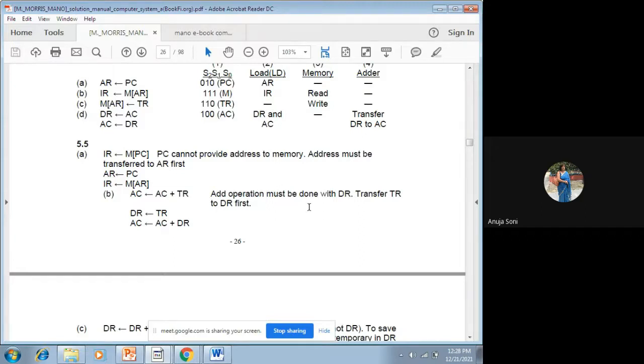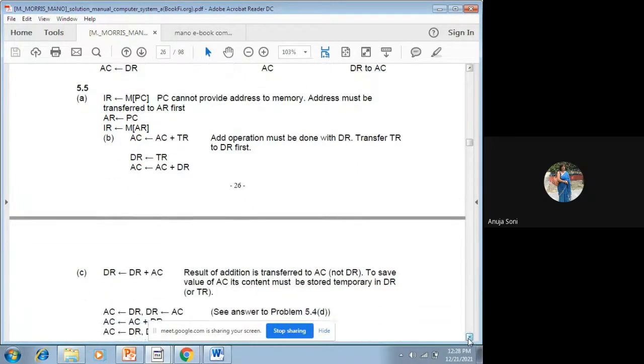The add operation must be done with DR. So first transfer TR to DR, the data will be transferred first. Afterwards this addition will take place. That means AC plus DR contents will be added and transferred to the AC register, right? So this is your question number B.